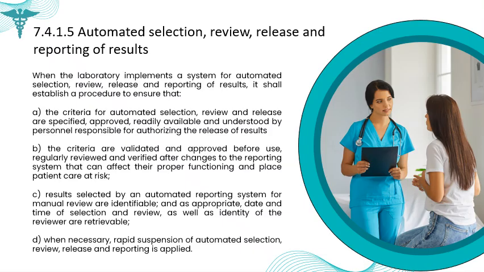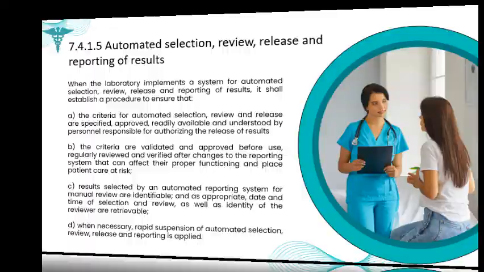The criteria are validated and approved before use, regularly reviewed, and verified following any changes to the reporting system that could affect their proper functioning or place patient care at risk. Results selected by the automated reporting system for manual review are clearly identifiable, and where appropriate, the date and time of selection and review, as well as the identity of the reviewer, are retrievable. Rapid suspension of automated selection, review, release, and reporting is applied when necessary.